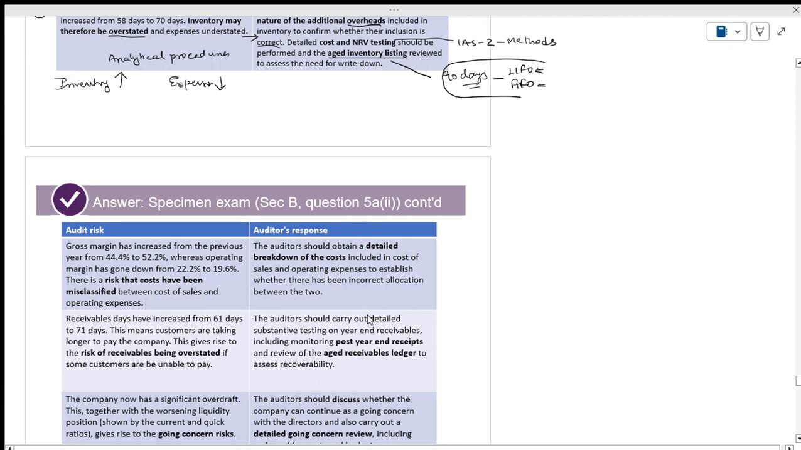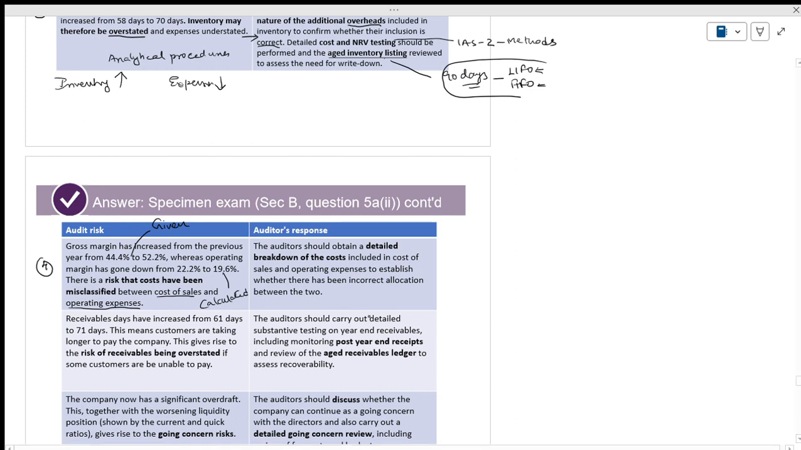Next. Point number 4. Gross margin increased, whereas operating margin we have calculated. This has been given, and this we have calculated. See the difference. The gross margin has been increased. Why? Because sales has been increased. Whereas the net operating profit margin is comparatively less. There is risk that cost has been misclassified between cost of sales and operating expenses.